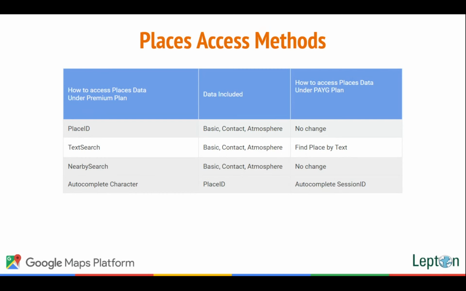And then when we talk of autocomplete with character and autocomplete with session ID mechanisms, autocomplete with session ID is a new mechanism in the Places API methodology. The difference between these two mechanisms is that with autocomplete with character, I get charged for the number of characters which I'm typing. But with autocomplete with session ID, I get an unlimited number of characters. I'll take an example here.